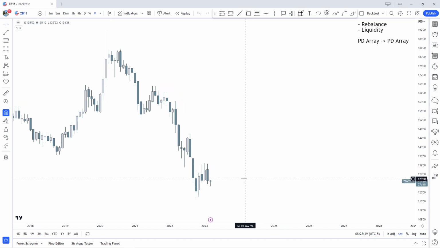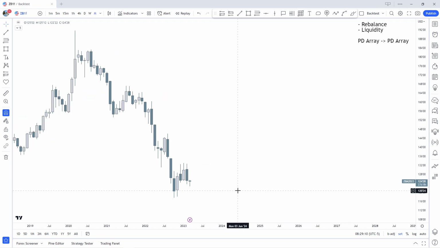So first things first, price is either rebalancing or taking liquidity. Next, price is moving from PD array to PD array. I'll keep that here as a reminder. If we take a look at the monthly first, then the weekly, then the daily, I'll show you my narrative and how I came to my draw on liquidity this past month, and I'll go a little bit over what I expect for the coming month.